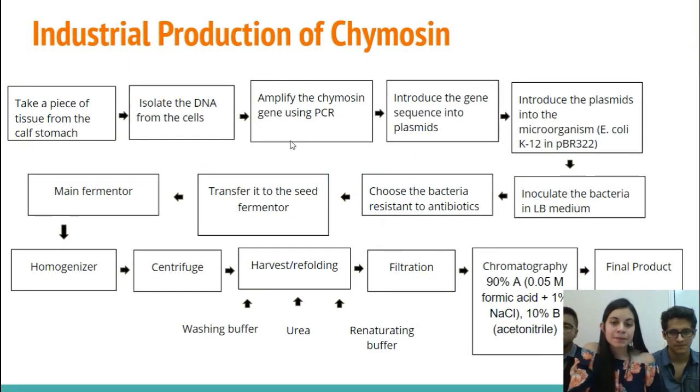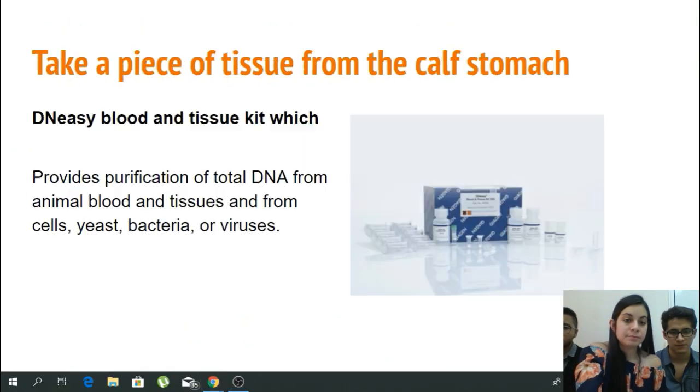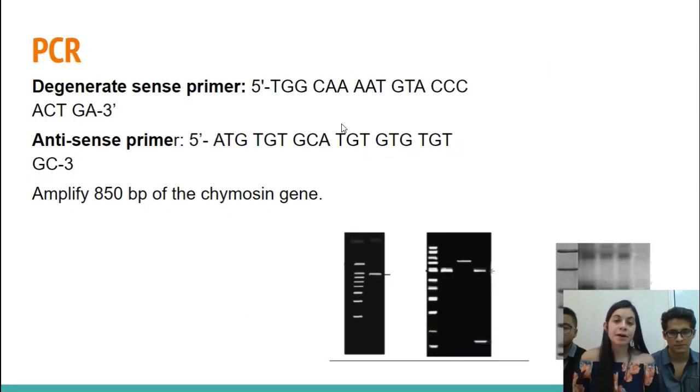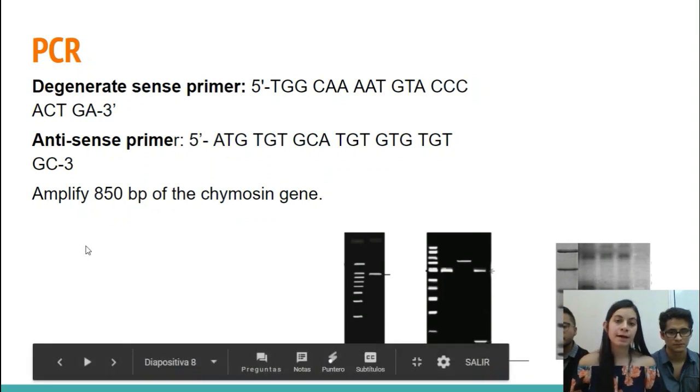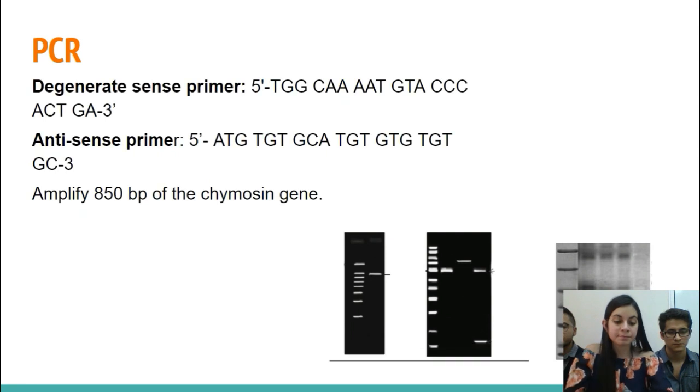After the isolation, it is important to amplify the chymosin gene with PCR. The PCR is performed using a degenerate sense primer, the first one, and the antisense primer. The amplification needs to have 850 base pairs of the chymosin gene.